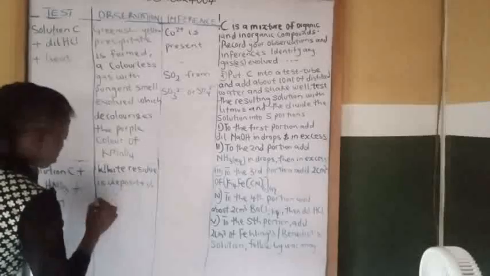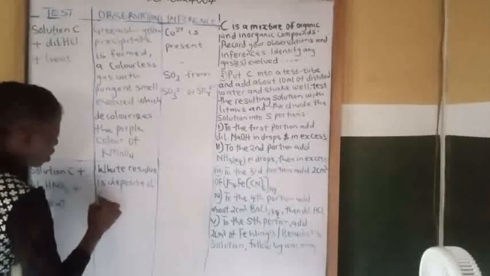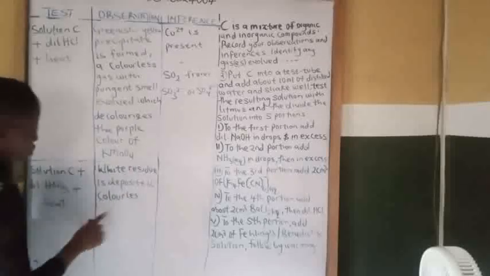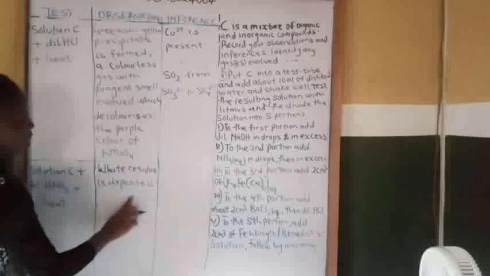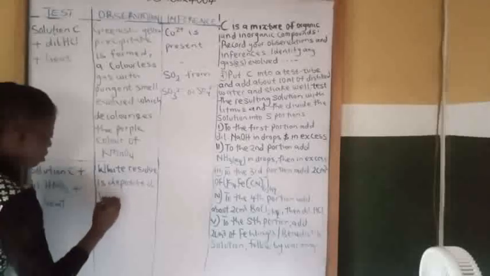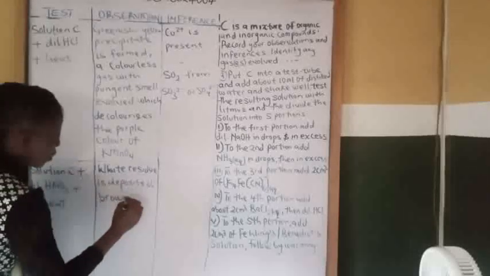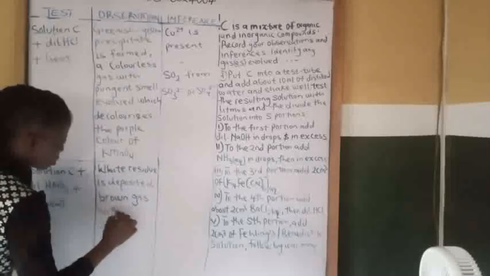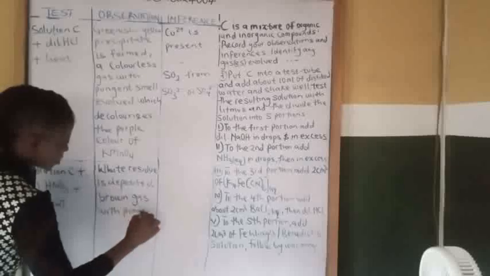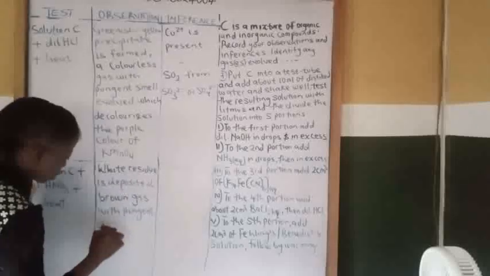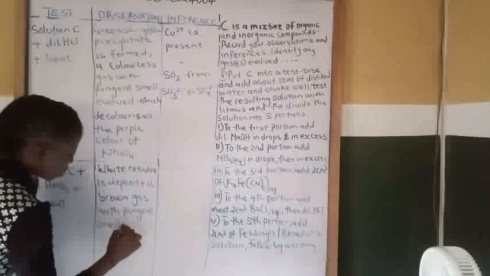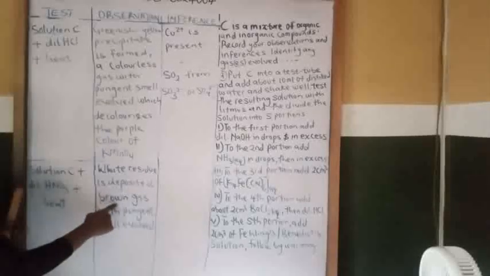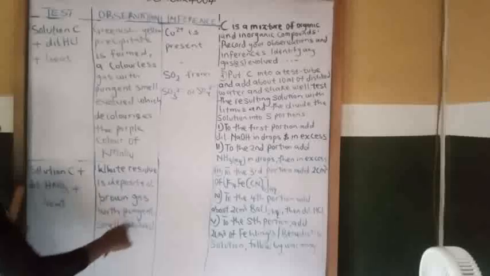So with evaporations of NO2, NO2 is brownish gas. Brown gas with pungent smell evolved. So NO2 is a brown gas with pungent smell evolved.